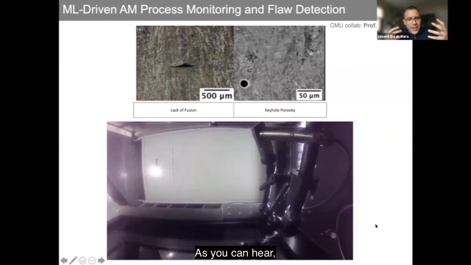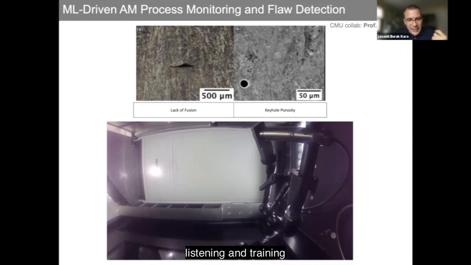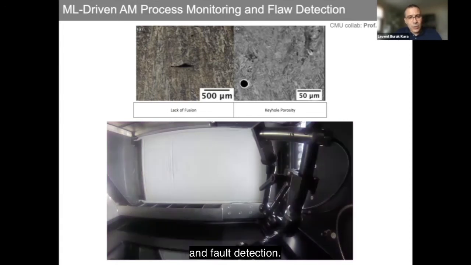So as you can hear, the machine itself is emitting a lot of interesting acoustic signals around. And it turns out that you can detect whether a flaw happens or not by carefully listening and training a machine learning system that can distinguish between a flaw-free build versus a flawed, for instance. And we are actually utilizing this idea now in order to train a machine learning system that can use acoustic signatures as a way to do real-time process monitoring and fault detection.